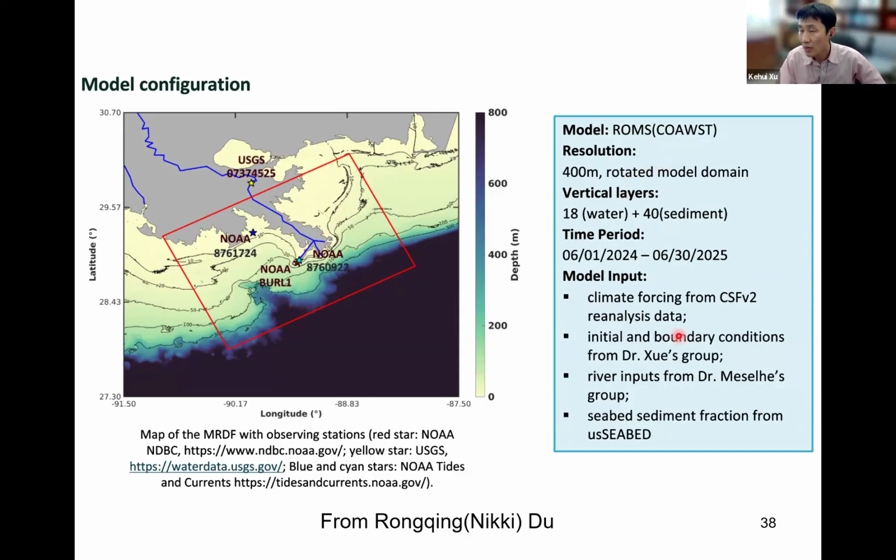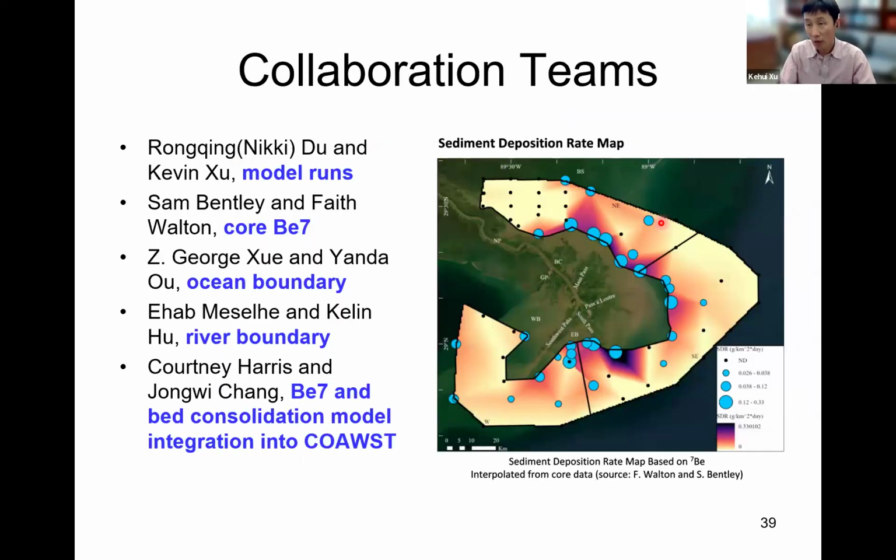So the details are over here. In this 3D model, we have water. Right now we use 18 layers on the seabed. We try to use about 40 layers to fully resolve the bed consolidation and stratigraphy. And in this modeling effort, as mentioned, we have a large team. Me and Nikki, we run the model. We get core data from Sam Bentley and others. And this is actually a very nice map to show beryllium-7 sediment accumulation. The bigger the circles, the higher the sediment accumulation rate.